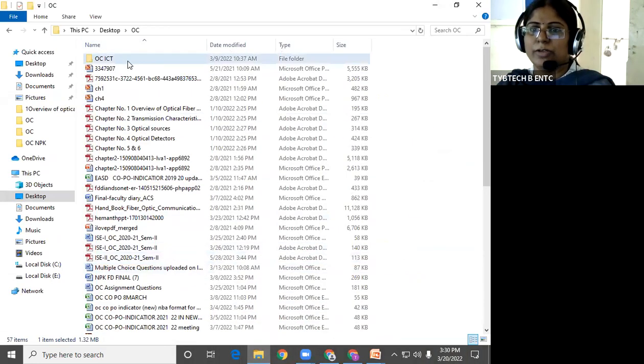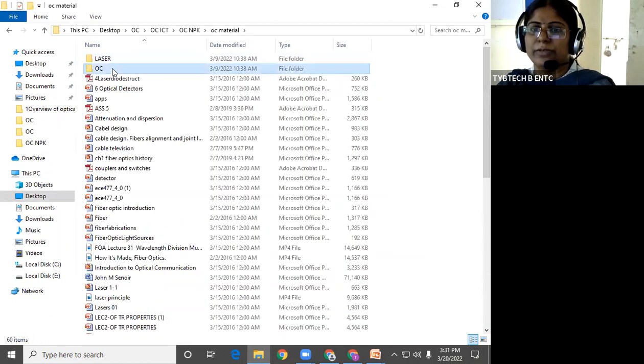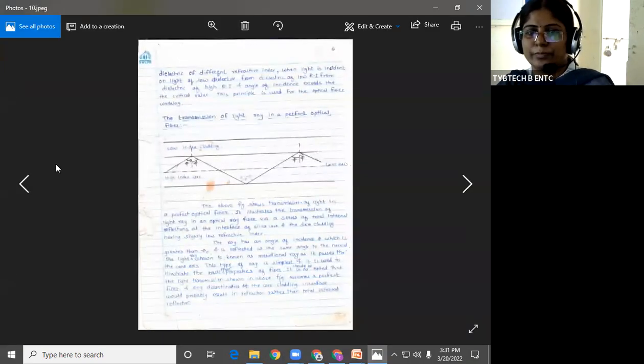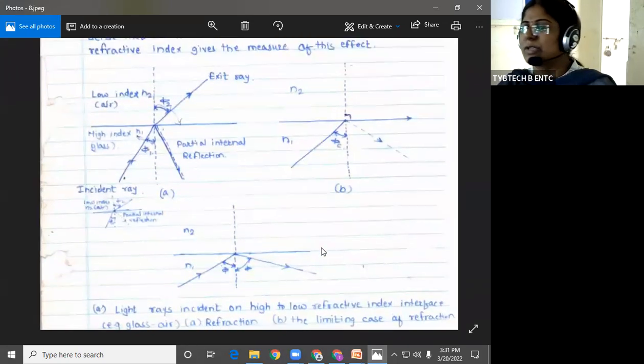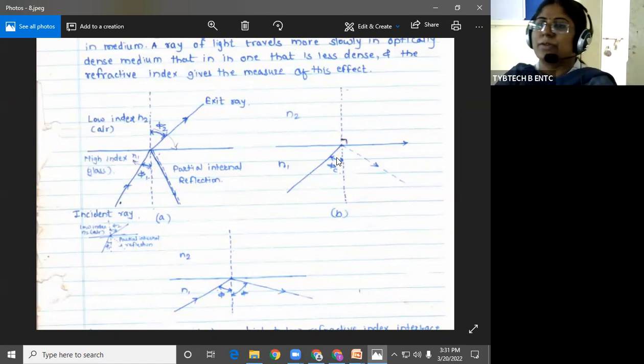As I told, we are going to see these notes only for referring to some diagrams. These 3 diagrams you are supposed to draw in the exam. Okay, so this one is refraction, critical angle. So what does critical angle mean? Can anyone define critical angle?